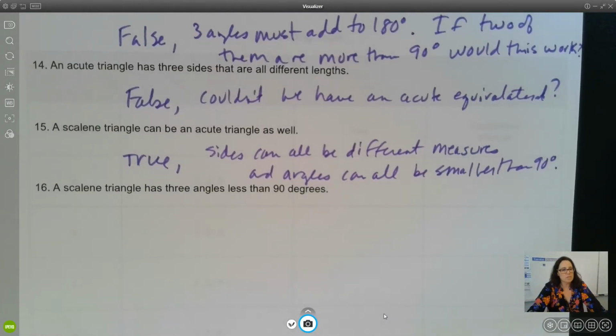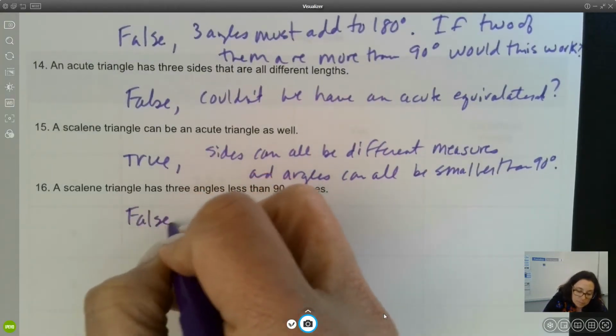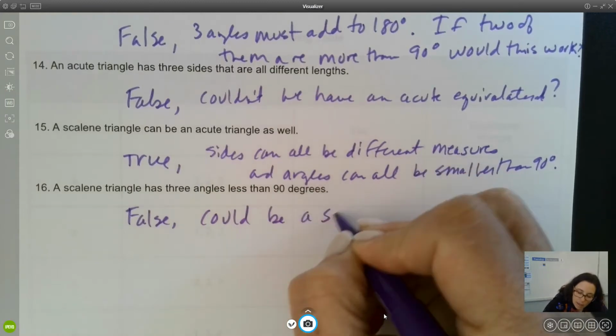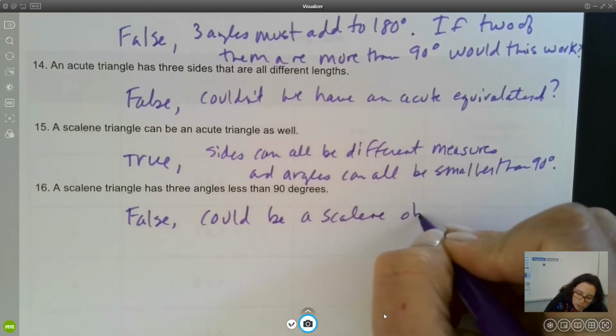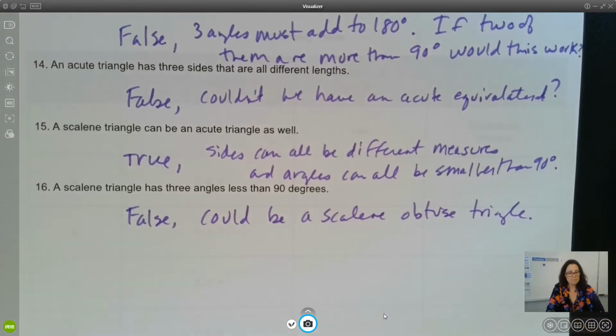Okay. All right, number 16, a scalene triangle has three angles less than 90 degrees. False. Could be a scalene obtuse triangle. Okay, there's some true falses.